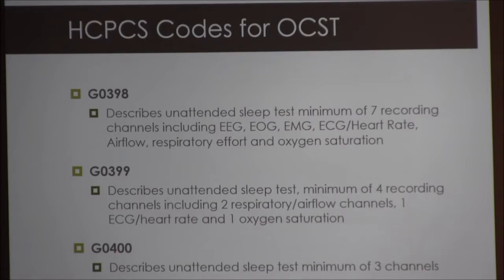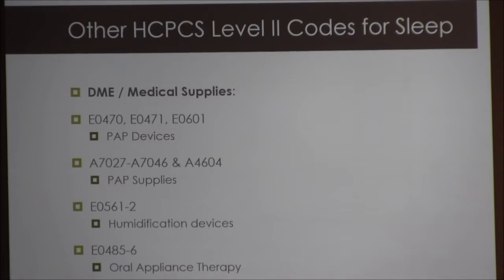Okay, so HCPCS has its own codes for out-of-center sleep studies. G0398 is an unattended sleep study with a minimum of 7 recording channels: EEG, EOG, EMG, ECG, airflow, respiratory effort, and oxygen saturation. G0399 is 4 recording channels with an unattended sleep test. G0400 is unattended with 3 channels. So we have DME and medical supplies as well, for PAP devices, PAP supplies, humidification devices, and oral appliance therapies.